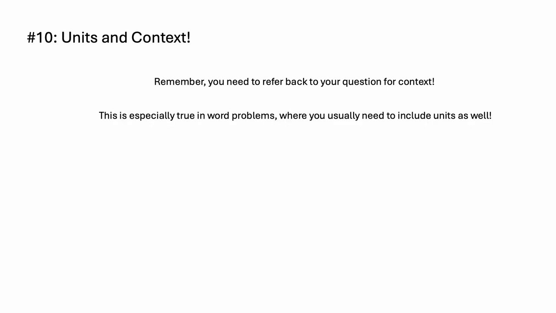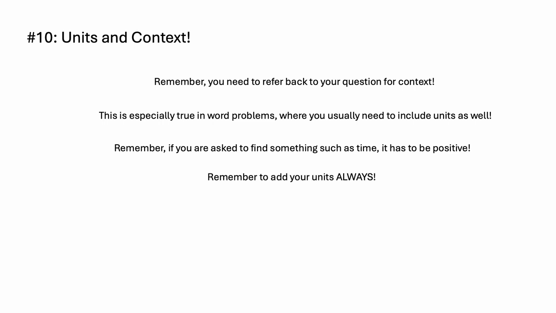And finally, and this is again a really important mistake, is units and context. Remember, you need to refer back to the question for context, and particularly in word problems, you might need to add units as well. So for example, if you have to find something such as time or speed, it has to be positive. So again, always add your units. If it wants you to put it in centimeters, add centimeters. This is particularly important, and it's something that's easily overlooked.